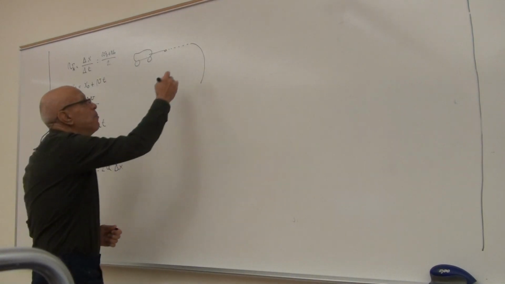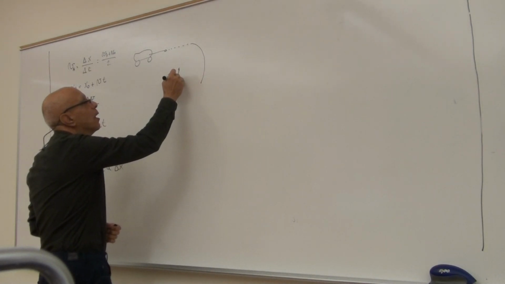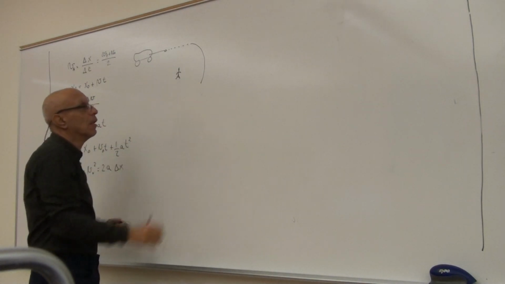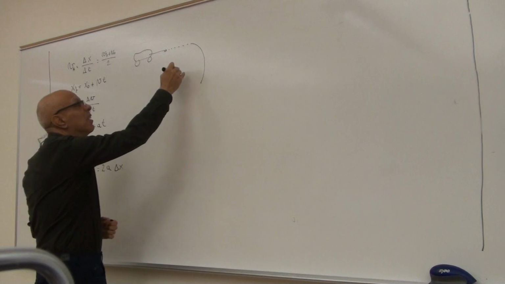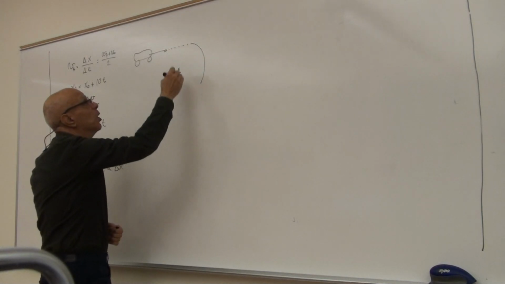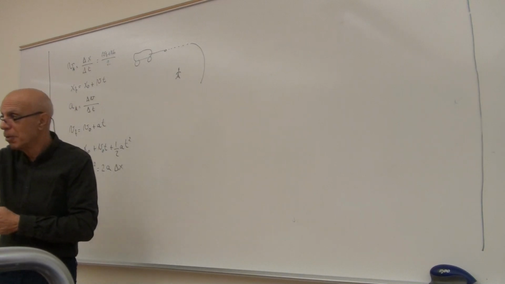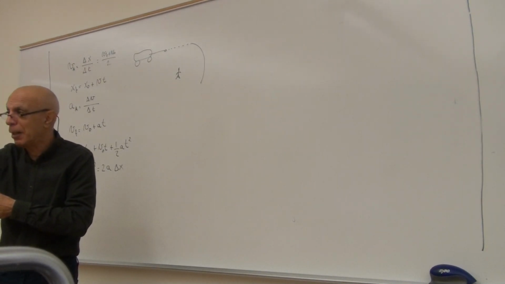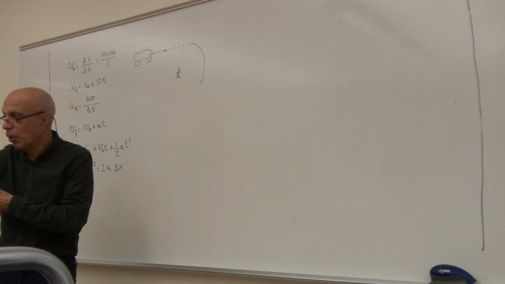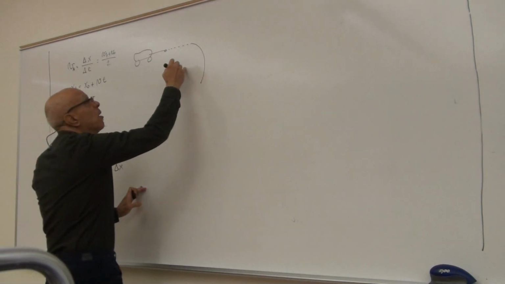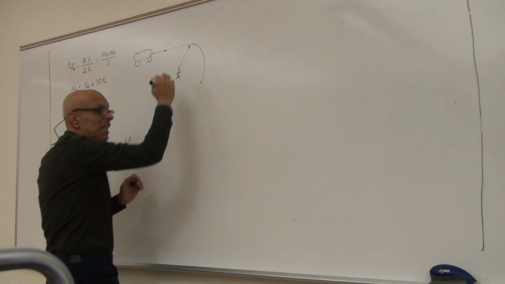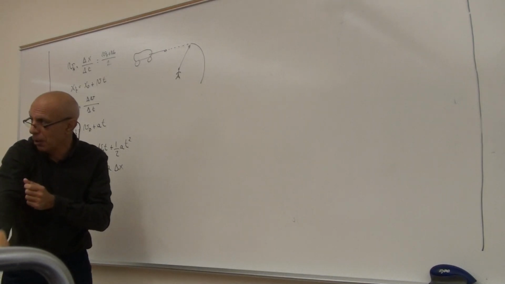So let's say I'm sitting right here in the center, and I want the car to go around here. What am I going to do? I'm going to put a rope or a wood or something right here, and I'm going to force the car to go around.